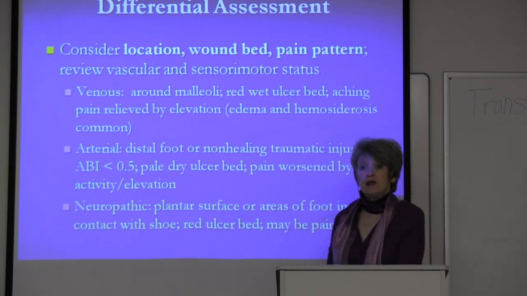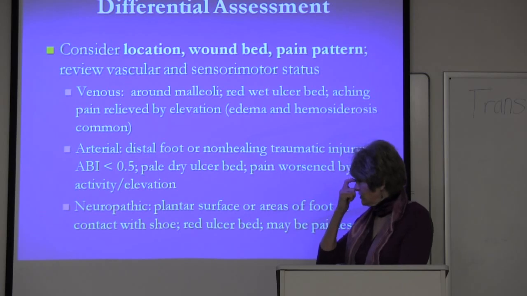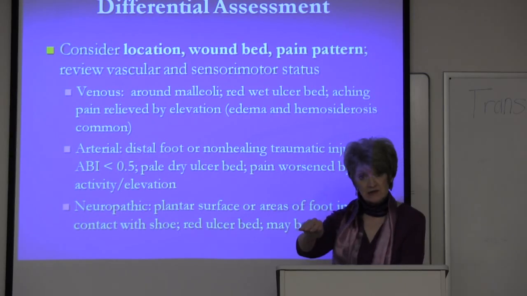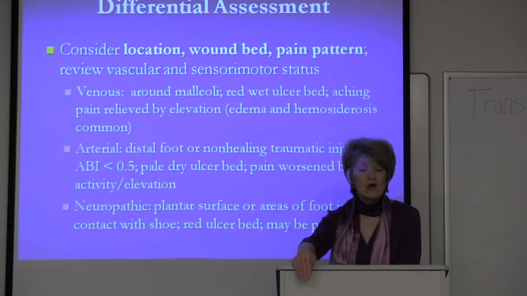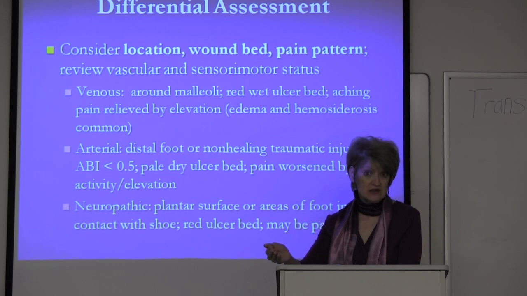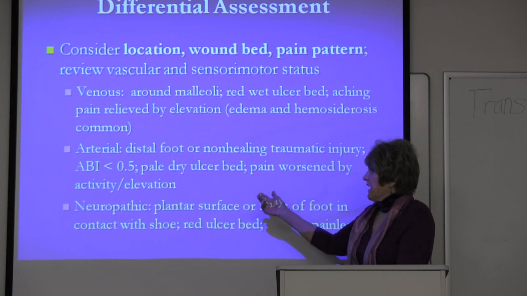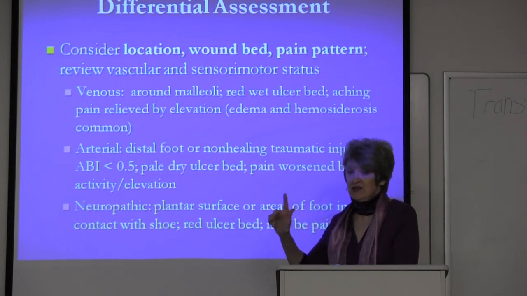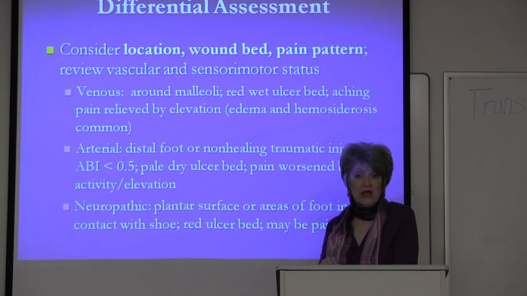In contrast, if your wound is arterial in etiology, where is it going to be located? Distally, farthest points from the heart, so the toes, the distal foot, or in areas of trauma that have failed to heal because there's not enough perfusion to support healing. The ABI will be less than 0.5. If your ABI is greater than 0.5, it tells you that you have enough blood flow to heal a wound and you would not get a spontaneous ulcer.